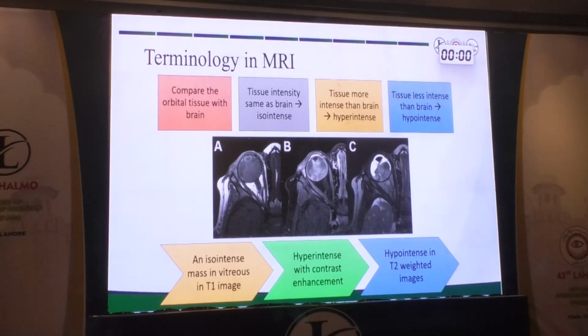Again, the terminology will be compared with the brain. This is hypointense, hyperintense, and hypointense. And this is an isointense mass in the vitreous cavity. Hyperintense with contrast, and this is hypointense on T2 weighted images.